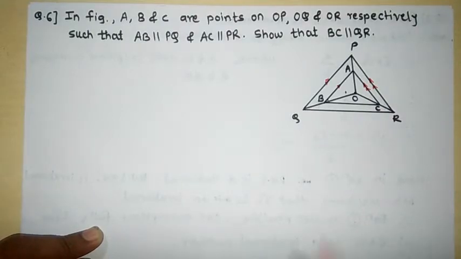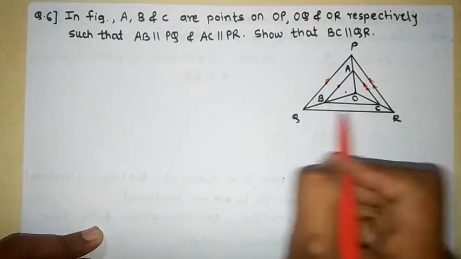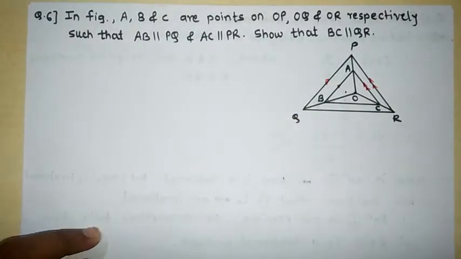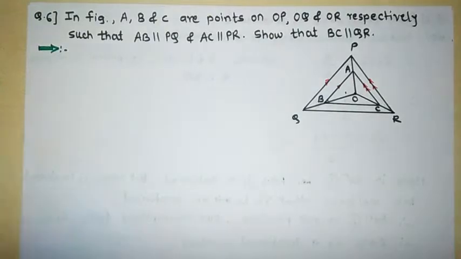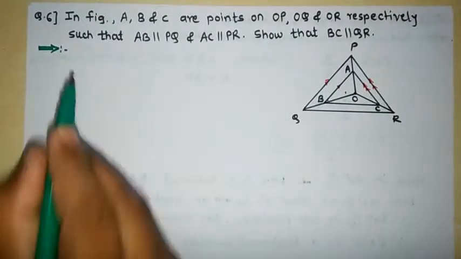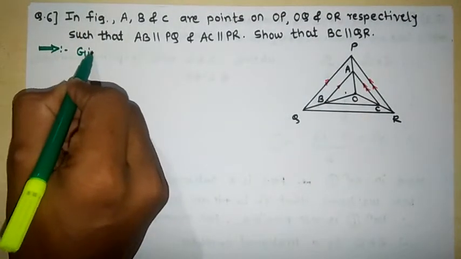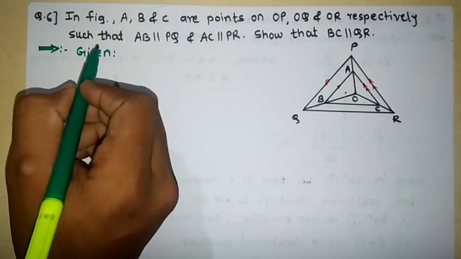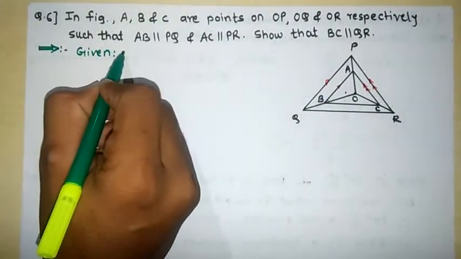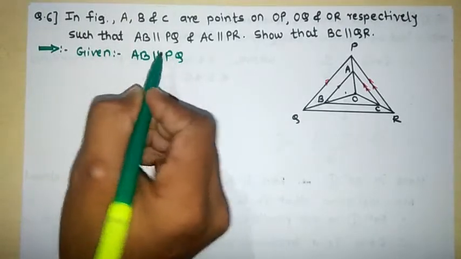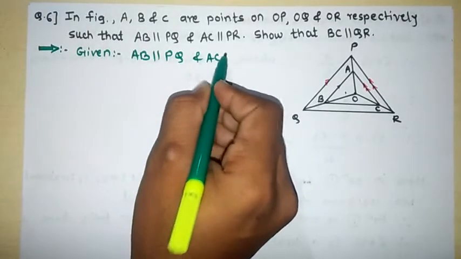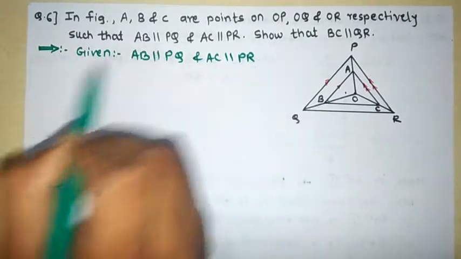Now what we have to show here is that the line BC is parallel to QR. See here how to show this. First I will write the given data, see the solution. Given: AB parallel to PQ and AC parallel to PR. This is the given data.